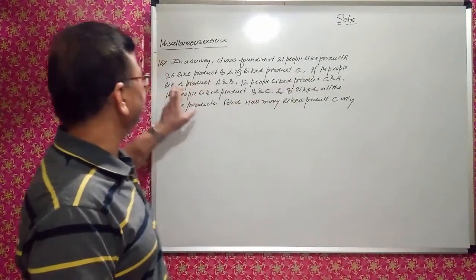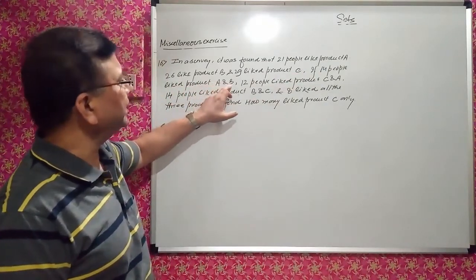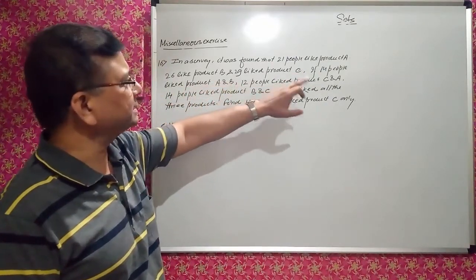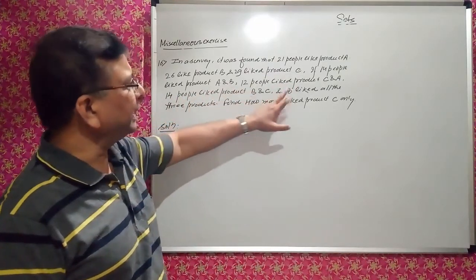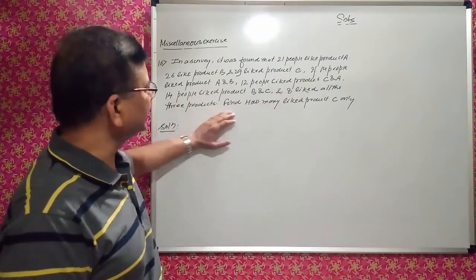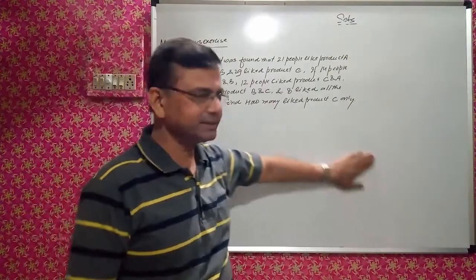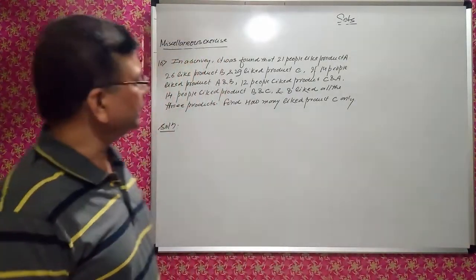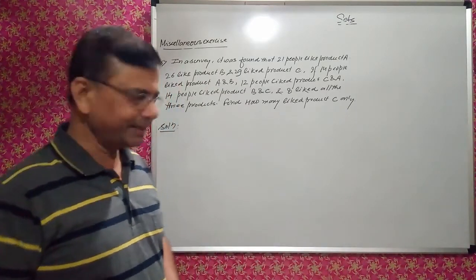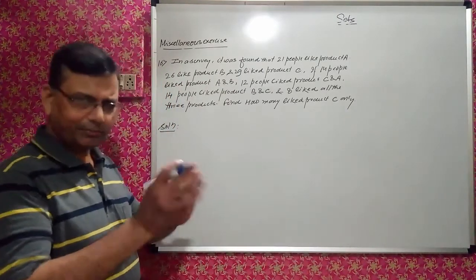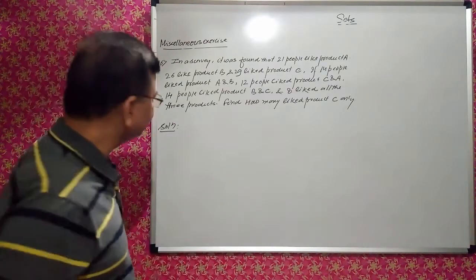If 21 people like product A, 26 like product B, 29 like product C, 14 people like product A and B, 12 people like product C and A, 14 people like product B and C, and 8 liked all the 3 products, how many like product C only? So this question is in textual form, so we will write it in mathematical form, in the form of sets and number of elements of the set.